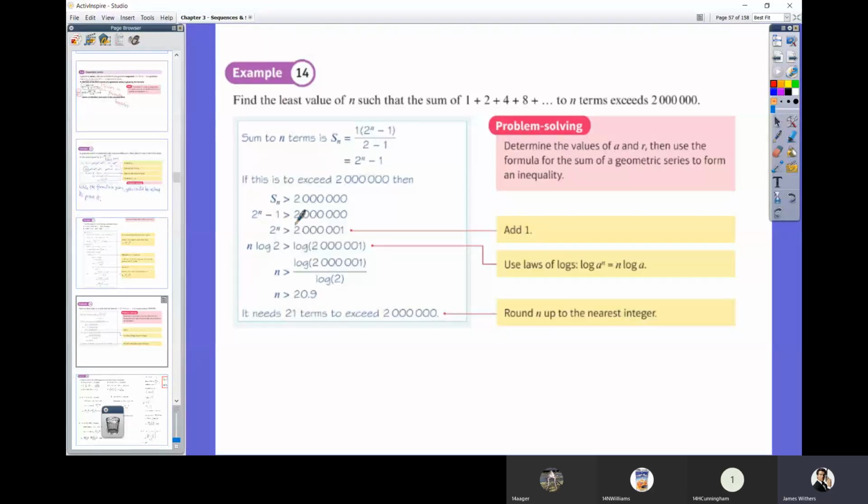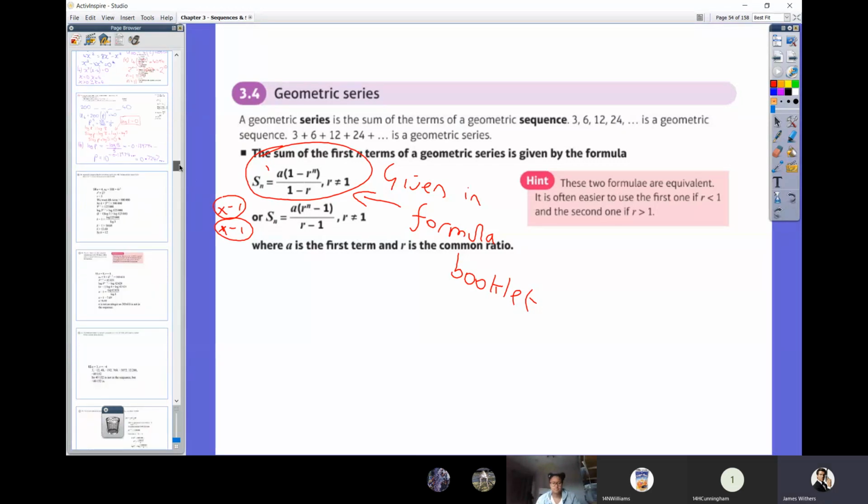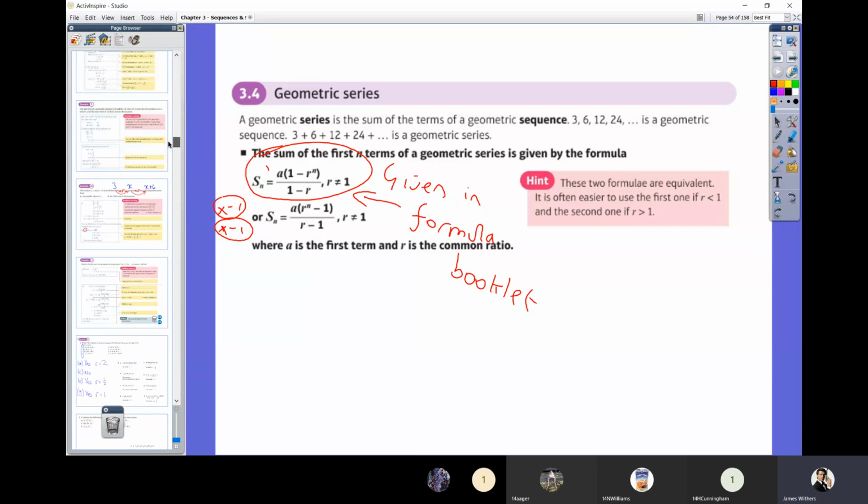Oops, that's not the right page. Okay, right, so that was just me looking ahead. Let's get back to the right page.